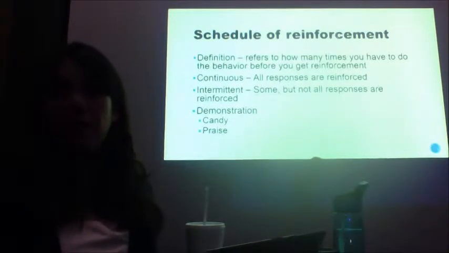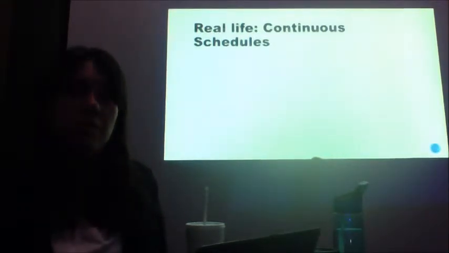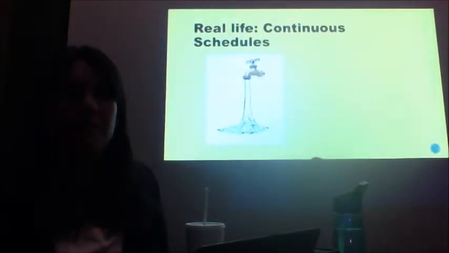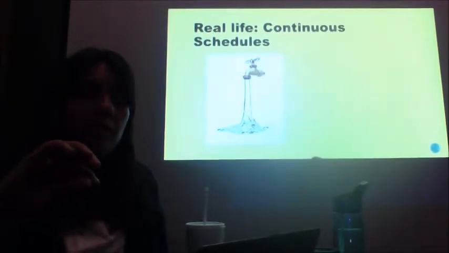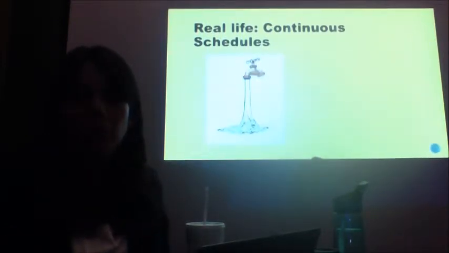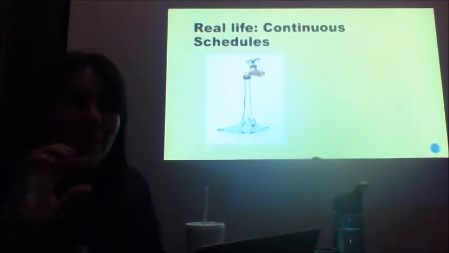So that was kind of a therapy demonstration, and then in real life, these types of schedules are everywhere. So some examples of a continuous schedule of reinforcement. Number one is a water faucet. This is most of the time. How many times do you have to turn the faucet for the water to turn on? Once, it does it every single time. It's not like, one of these times my water will turn on.